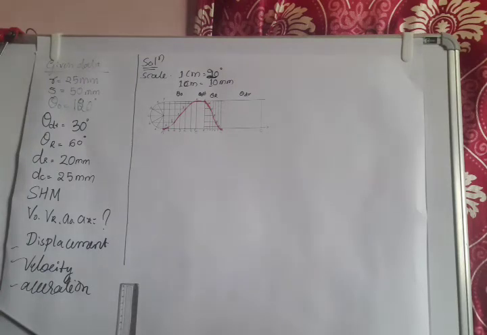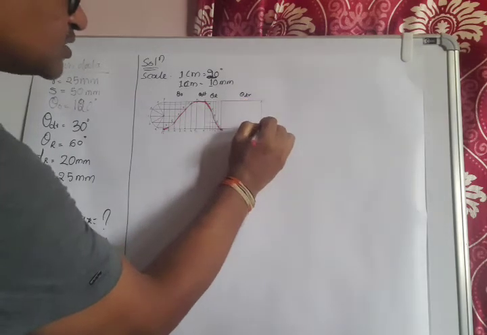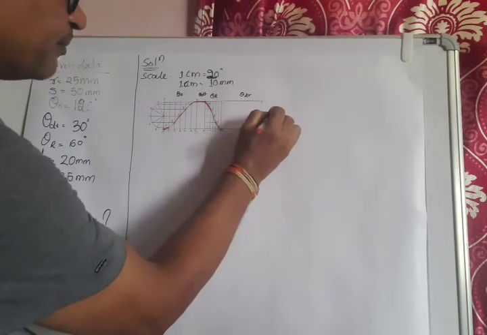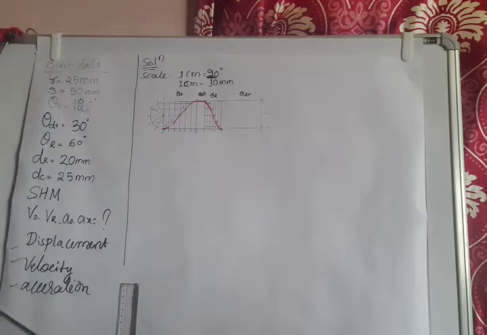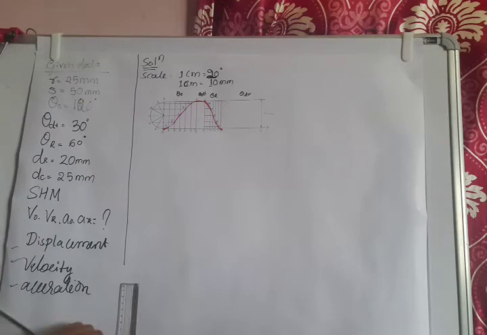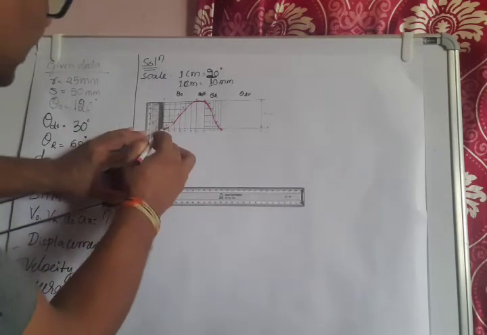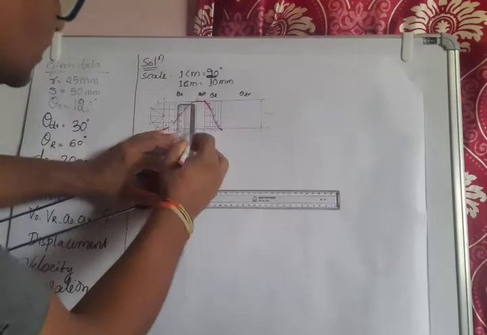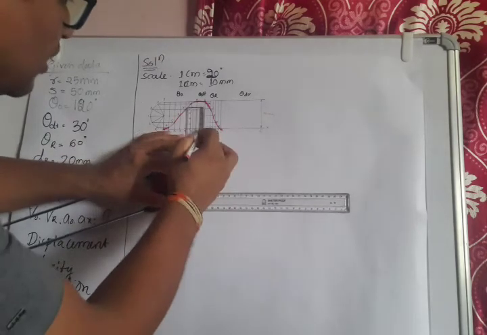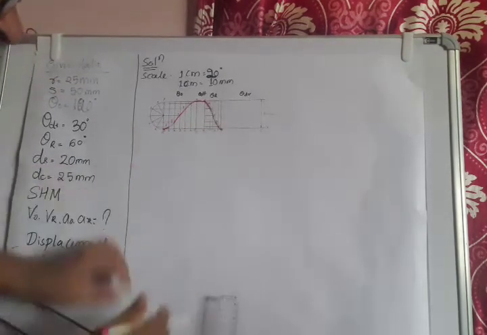Now this is your displacement diagram. Okay, so you just provide some dimensions here. And this is the stroke of 50 mm. Now you just draw some projection lines here. These lines are helpful to draw the velocity diagram as well as the acceleration diagram.